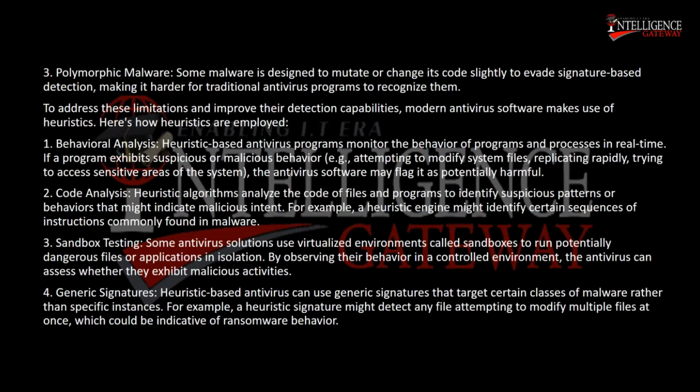Polymorphic malware. Some malware is designed to mutate or change its code slightly to evade signature-based detection, making it harder for traditional antivirus programs to recognize them. To address these limitations and improve their detection capabilities, modern antivirus software makes use of heuristics. Here's how heuristics are employed.